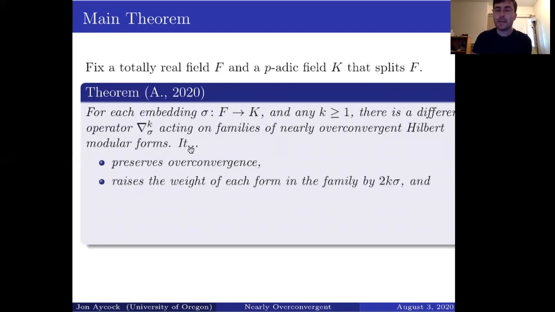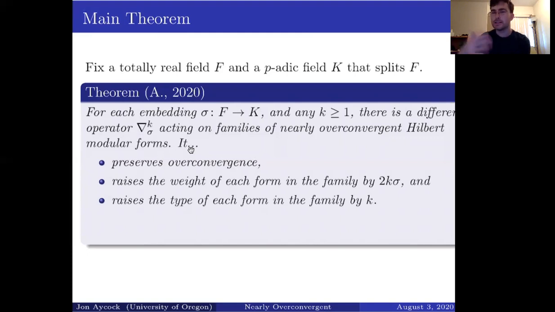It's going to raise the weight of each form in the family by 2k sigma. So each nabla sigma raises the weight by 2 sigma, and we're going to do that k times. That's where this nabla sigma to the k comes from. It's going to raise the type of each form in the family by k. The type tells you how far away I am from actually being overconvergent rather than just nearly overconvergent. And so we're applying this differential operator k times, so we think of this as raising the type of each form by k.